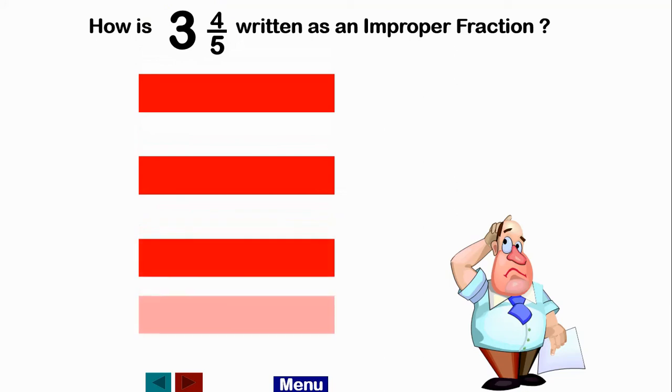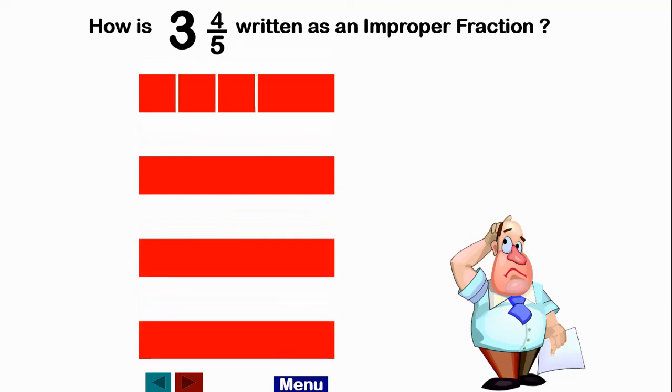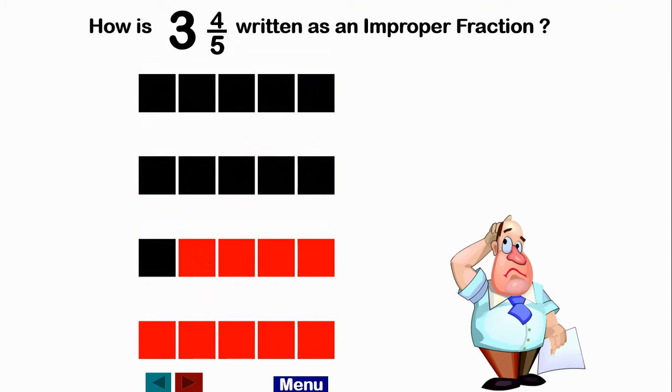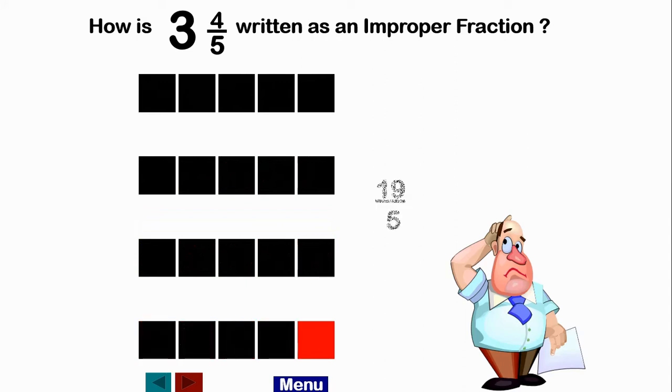Here I've got 3 and 4/5. So each bar is split into fifths. I want 3 whole bars and I want 4/5: 1 whole bar, 2 whole bars, 3 whole bars, and 4 out of the 5 bars for the last one. I could count them all up and I could end up with 19/5.